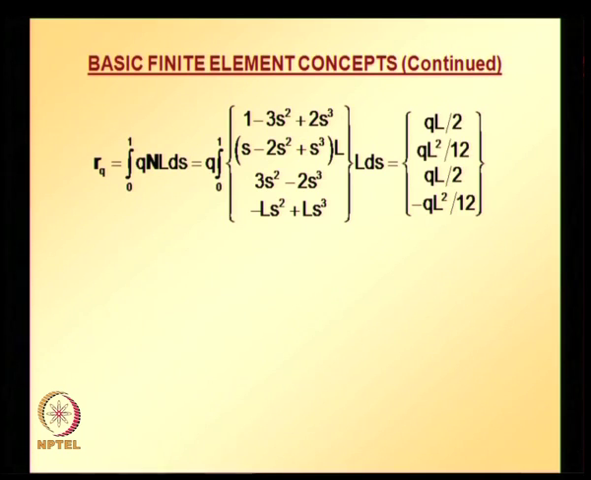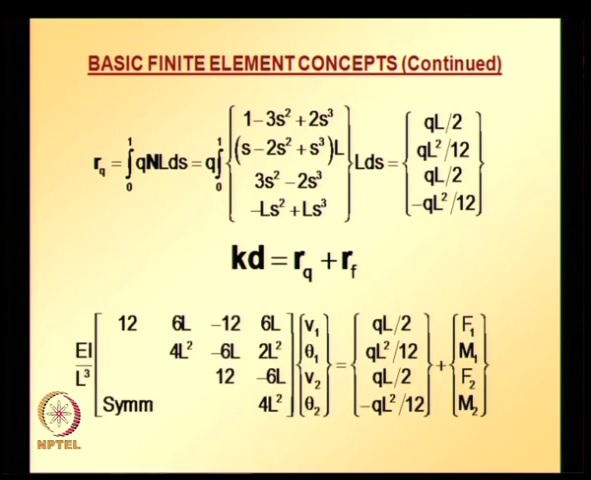So the finite element equations for a prismatic beam element, having constant modulus of rigidity EI, with uniformly distributed load on the span and concentrated forces and moments applied at the nodes, is given by this one: KD equals RQ plus RF. If we substitute what is K, what is D, RQ, RF, this is how it looks.